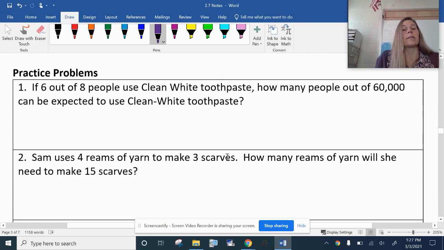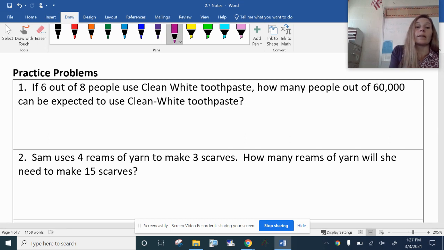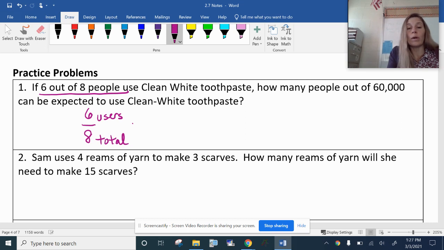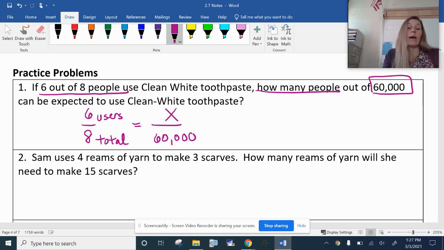All right, so practicing with these proportions and cross products. If 6 out of 8 people use a certain toothpaste, so we have 6 out of 8, 6 is representing the users and 8 is representing the total people that were surveyed. How many users out of a new total of 60,000? So 60,000 is representing a larger total, and we want to know how many users out of that value.